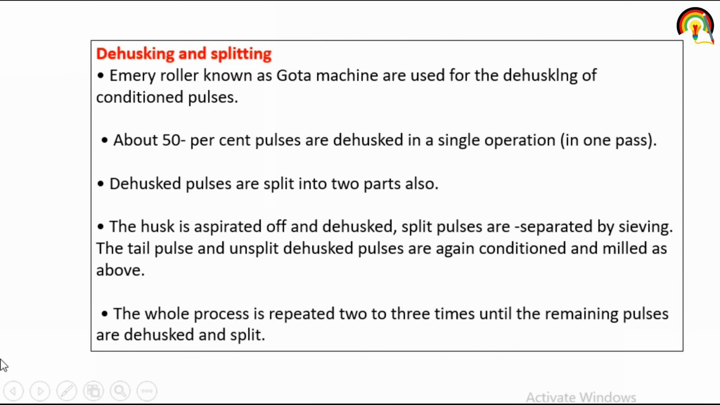Next one is dehusking and splitting. Dehusking means removal of husk, and splitting. About 50% of pulses are dehusked in a single operation. Dehusked pulses are split into two parts also. Husk is aspirated off, and the dehusked split pulses are separated by sieving, and the tail pulses and unsplit dehusked pulses are again conditioned and milled. The whole process is repeated 2 to 3 times until the remaining pulses are dehusked. The majority of the work done by dehusking and splitting is the removal of the husk.